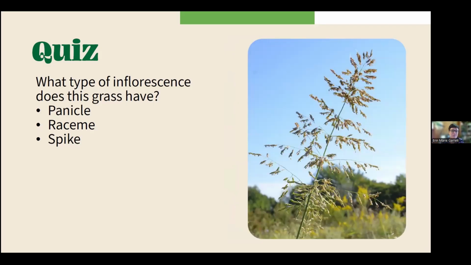Oh, surprise, there's a fifth one. I forgot I put in a fifth one. Last one, go ahead, make your guess. This is Johnson grass, an invasive that we'll look at tomorrow. And again, really good. We're getting it. This one is a panicle, that more open, airy, really branched, heavily covered in spikelets version of a panicle. So great job, everyone. Excellent job.